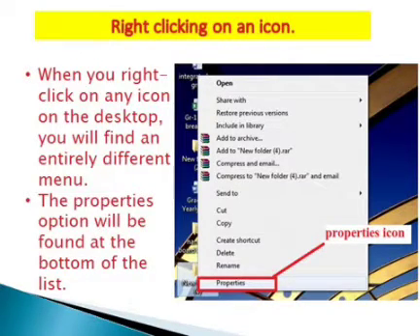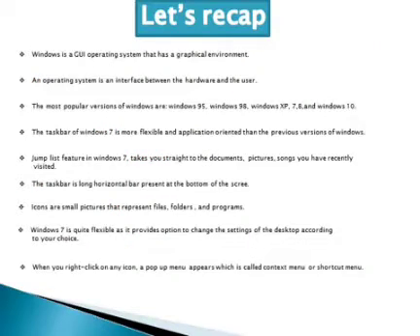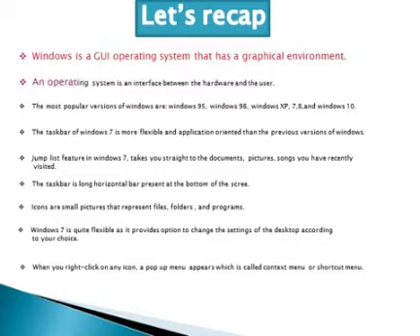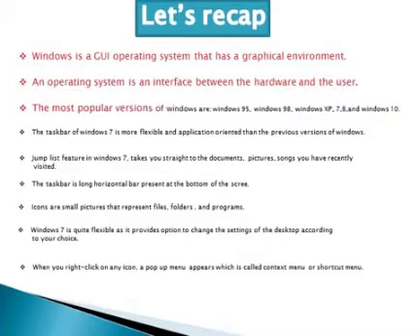Now see the recap of the full chapter. See the first point, Windows is a GUI operating system. Next point is an operating system is an interface between hardware and the user. Next point is the most popular versions of Windows are Windows 95, Windows 98, XP, 7, 8 and 10.